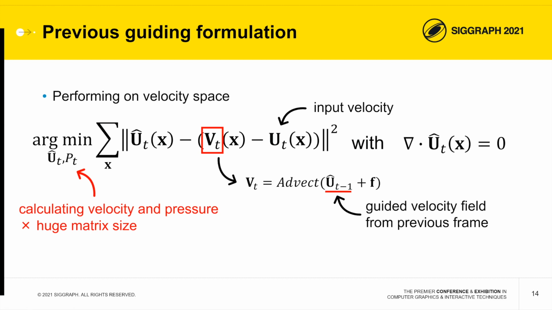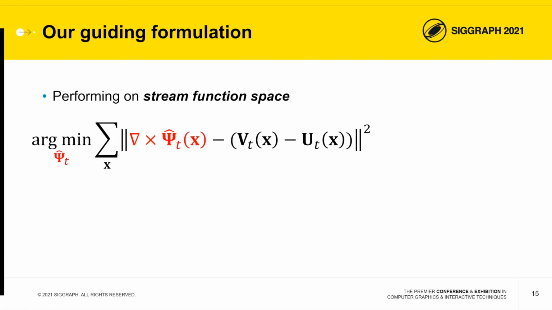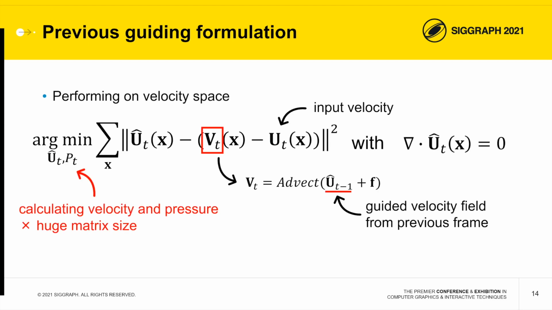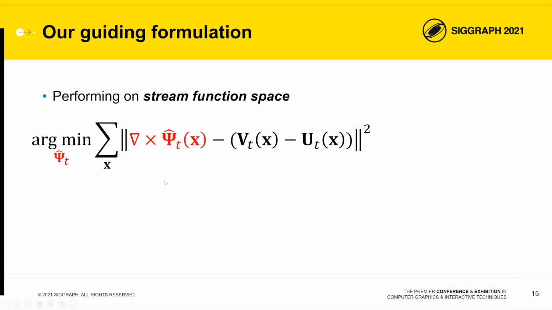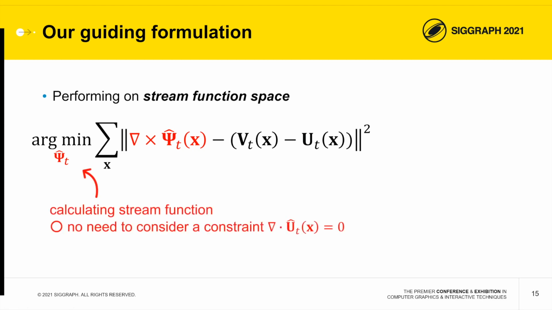So we replace this formulation with this one. If we compare the two, we replace this term with this term. We use the stream function here, and our method determines the stream function. As I mentioned in the previous slide, by computing the velocity field from the stream function, the resulting velocity field is completely divergence-free. So we do not need to take into account this condition anymore.